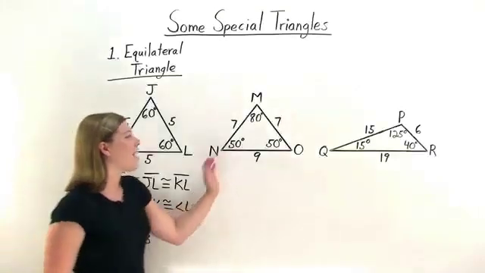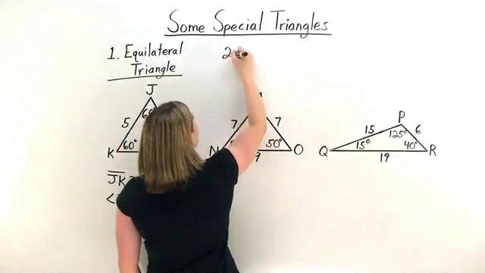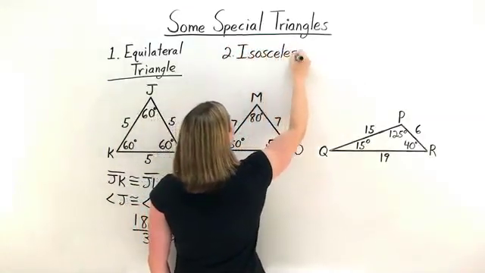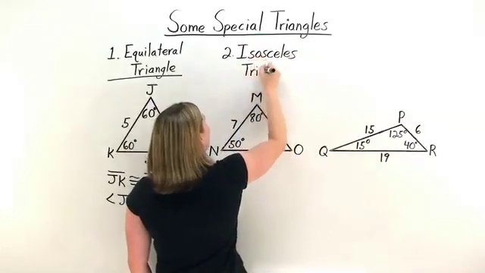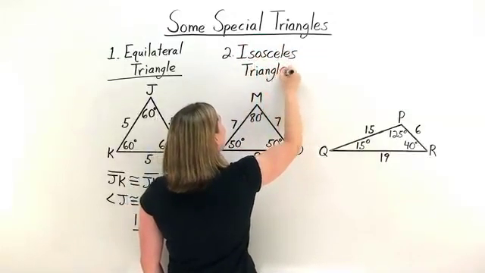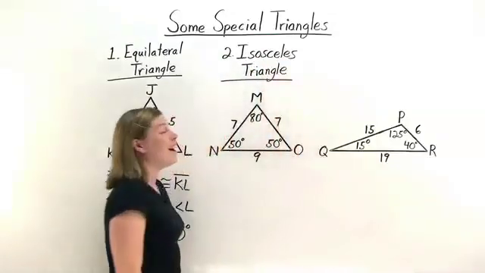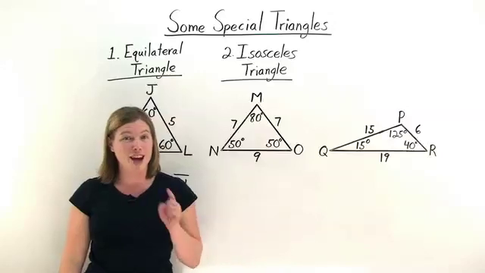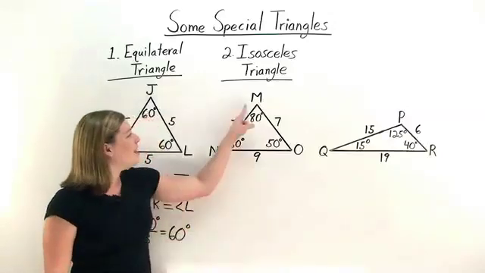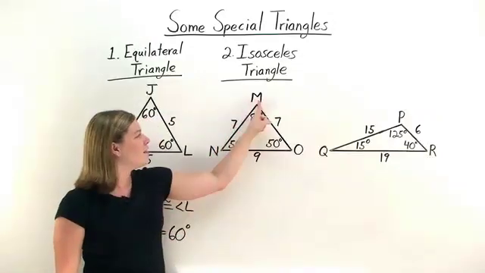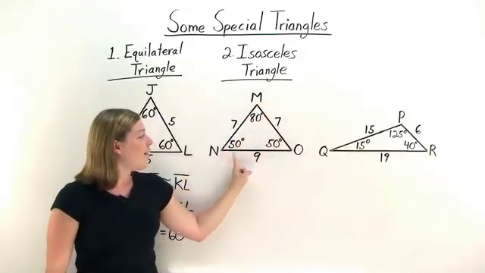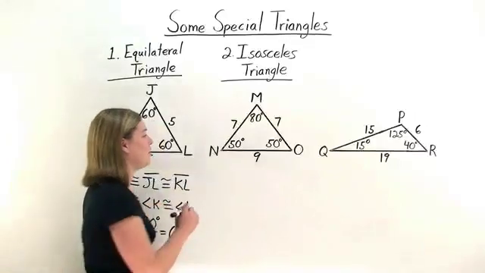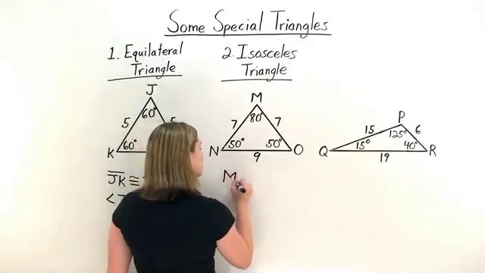Now let's take a look at our second triangle. This second triangle is called an isosceles triangle. So let's take a look at those sides and see if we can figure out what makes a triangle an isosceles triangle. Again, with these classifications, we're looking to see how many sides are congruent, how many sides measure the same. Here we can see this side measures 7 units, this side measures 7 units, and this side measures 9 units. So here we can see 2 sides measure the same. We have 2 congruent sides.